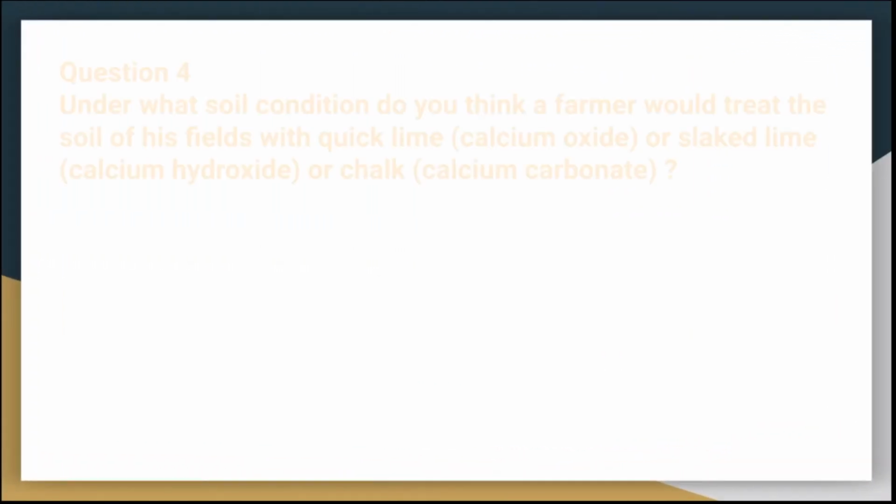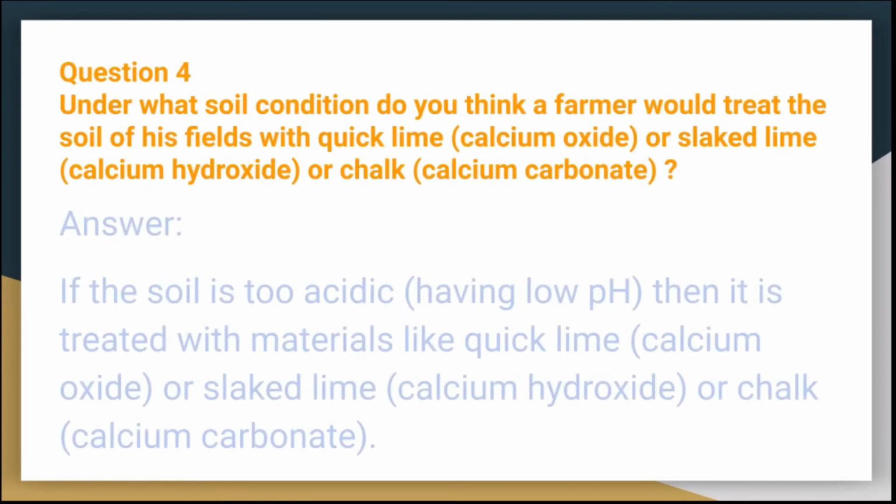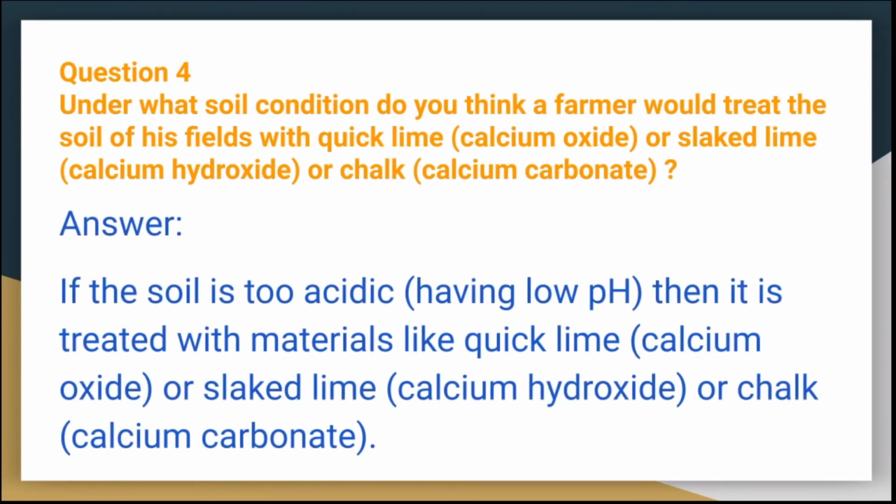Next we have question number 4. Under what soil conditions do you think a farmer should treat soil of his fields with quicklime, that is calcium oxide, slaked lime, or chalk, that is calcium carbonate? Answer is, if the soil is too acidic, having low pH, then it is treated with materials like quicklime or slaked lime or chalk in order to reduce the acidic properties.